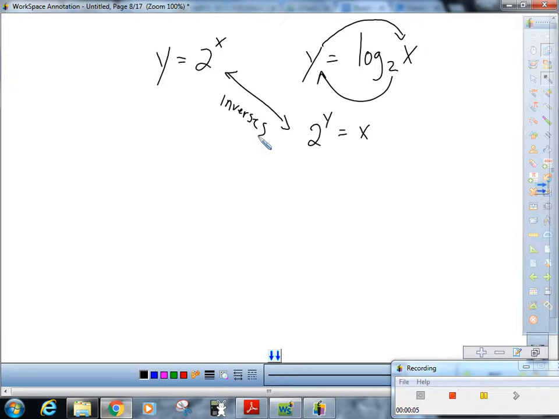Do you remember when we were solving for inverses last chapter? You would switch the y and the x and then solve it for y. Do you remember that? So now we are relating something we learned last chapter to something we're learning now, which is exactly how it's supposed to work.